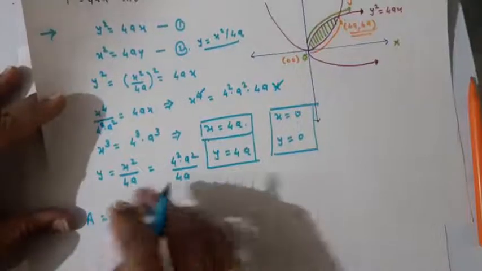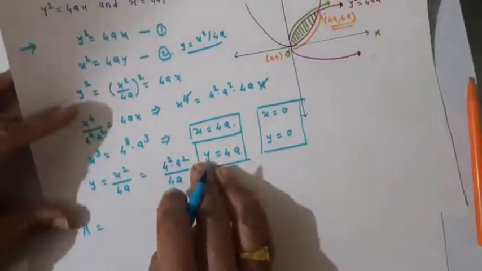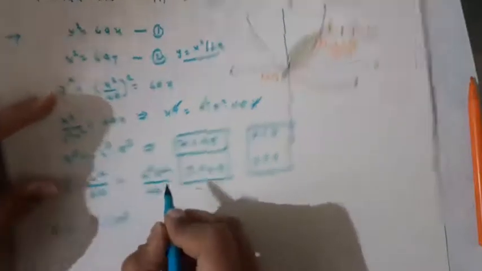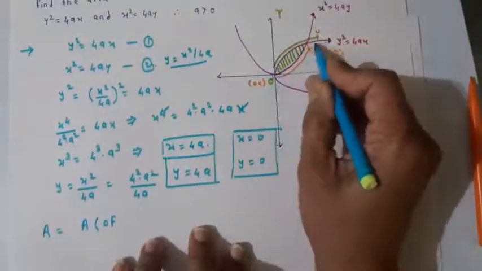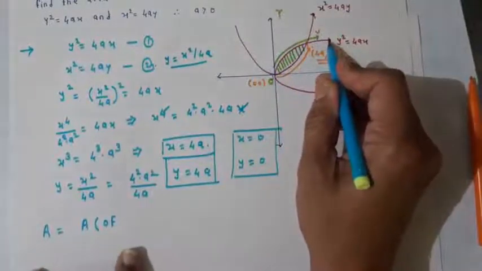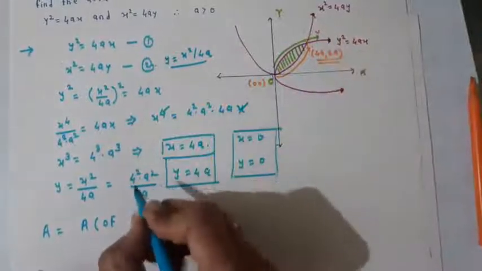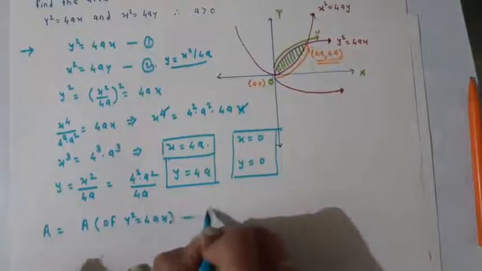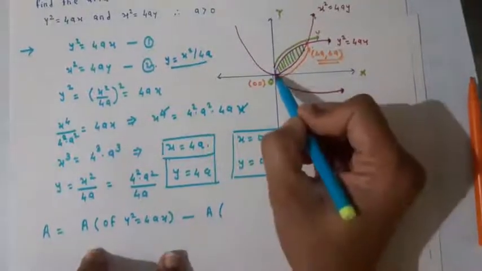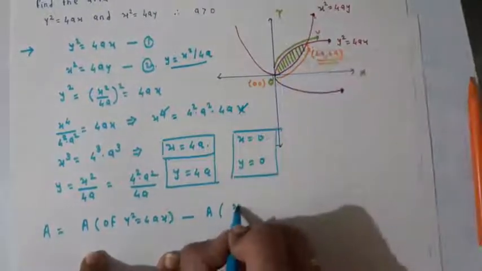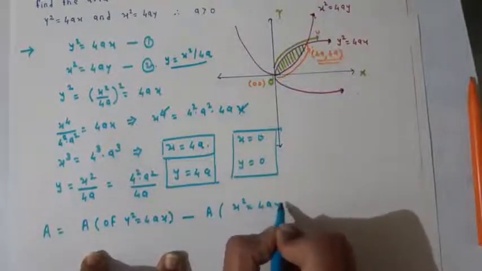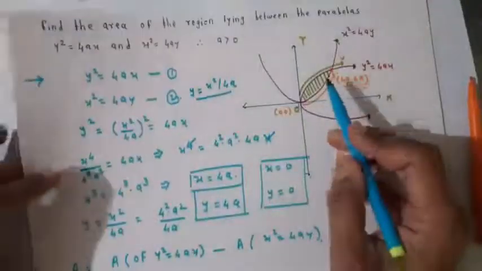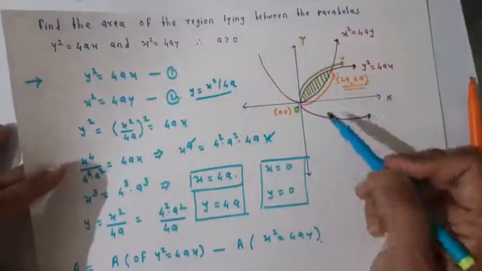So the required area A equals the area of the parabola, the area of the curve which is the upper curve. This is the upper curve, that is y square equal to 4ax, minus the area of the lower curve. The lower curve is x square equal to 4ay. Okay students, so here you can take y as a function of x or x as a function of y, anyway.